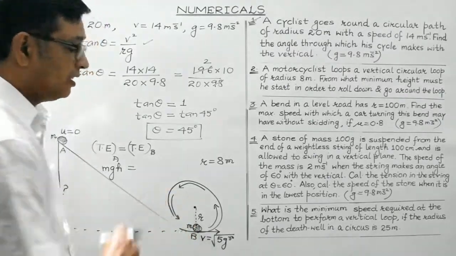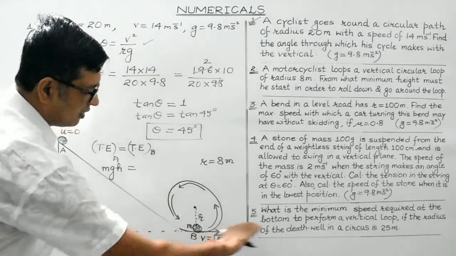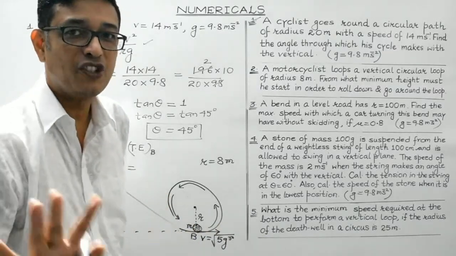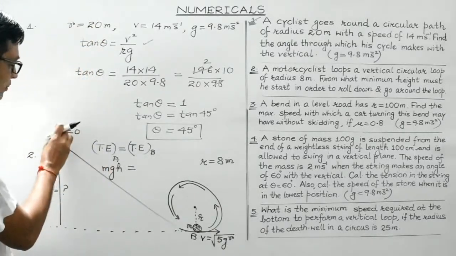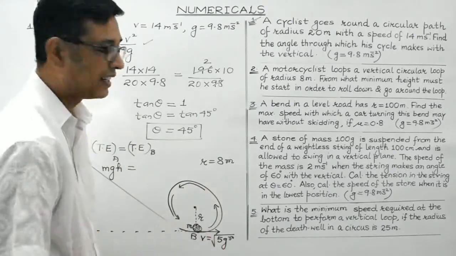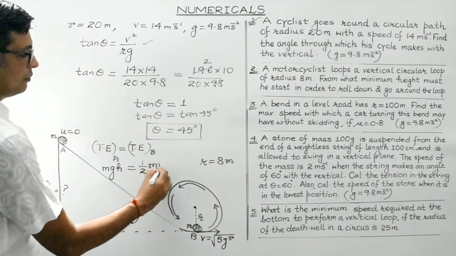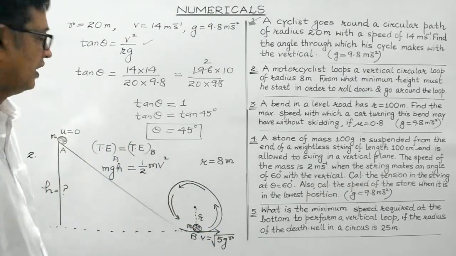Total energy at the lowest point, at point B. From this reference line, it will have zero height, so it will have no potential energy. It will have only kinetic energy. So basically, when the body comes down from A to B, all its potential energy gets converted into kinetic energy. So it will be half mv square, and this is the velocity which we need to find, right?